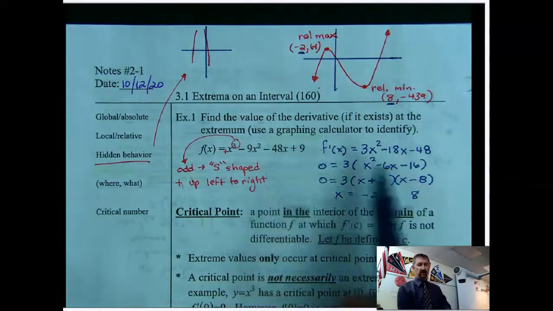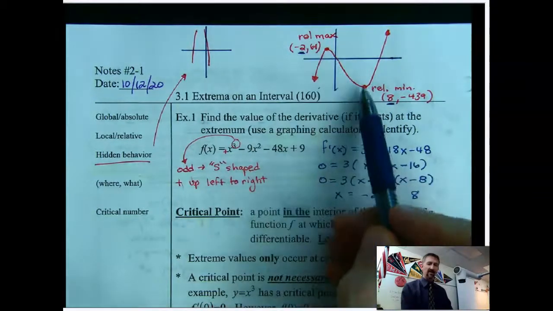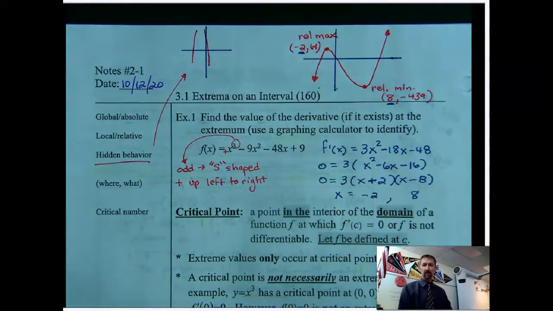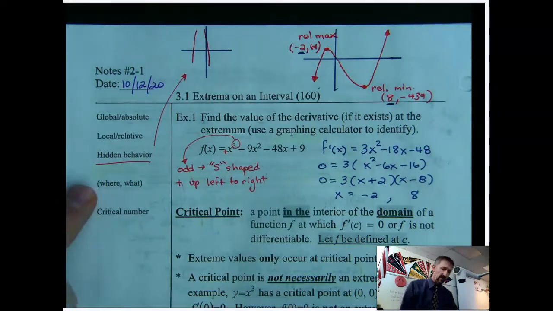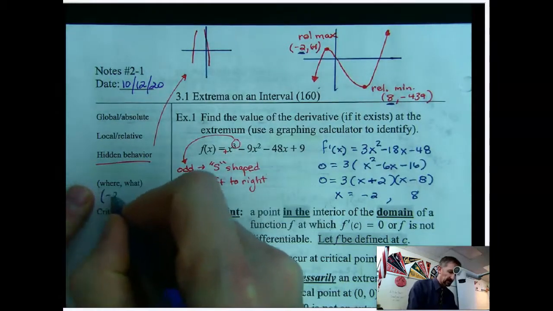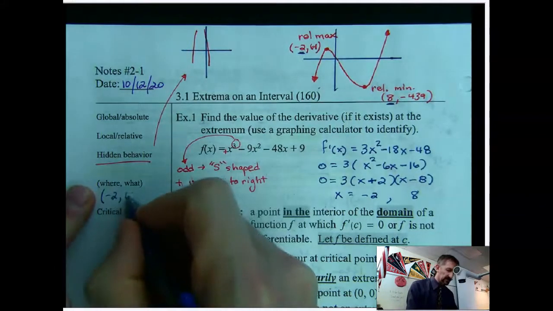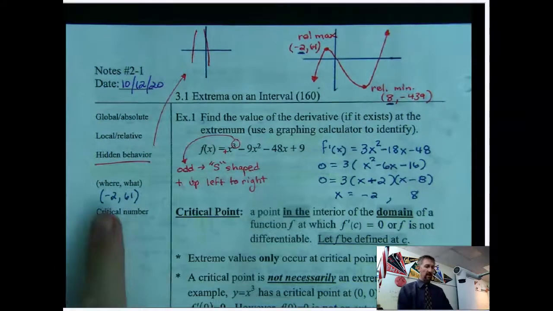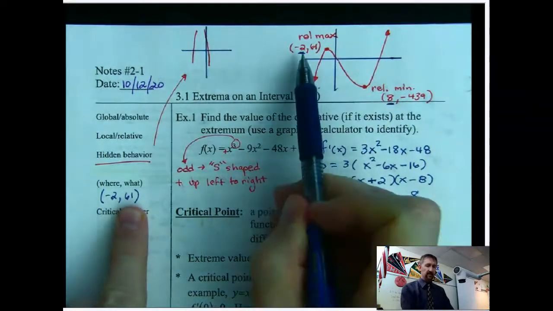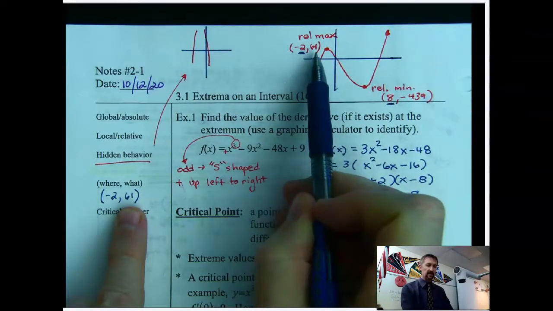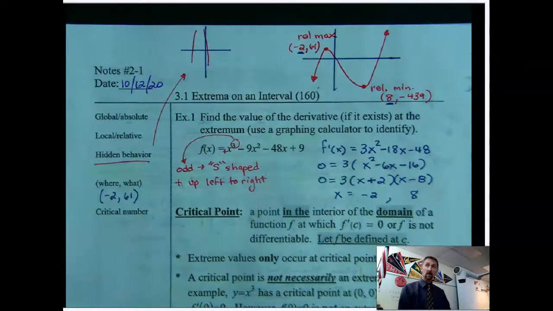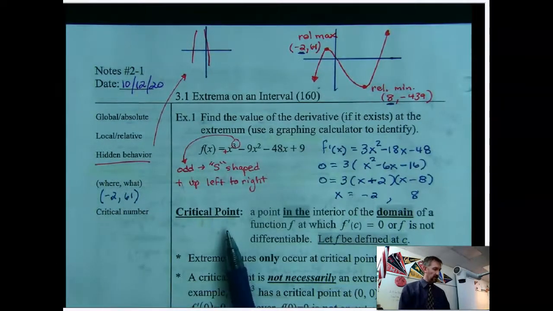So when our derivative equals 0, we know that we have either a minimum or a maximum. Okay? So if it says where is, for example, where is a relative maximum? That would be -2. That's the x coordinate. And what is the maximum, relative maximum? That would be 61. Where does it occur? -2. What is the relative maximum? 61.